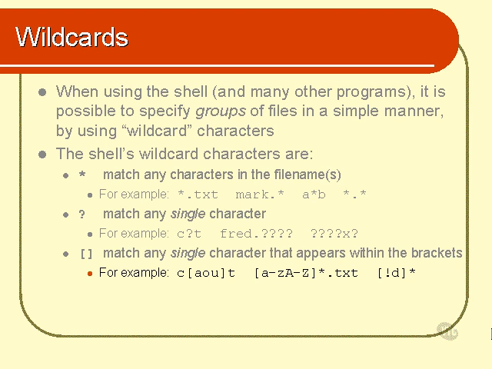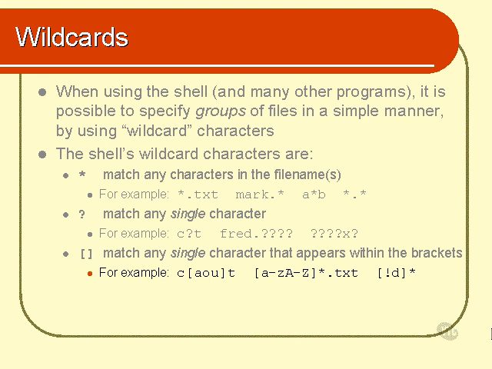C, and then in brackets AOU, close brackets T. Now, that matches any 3-letter file name. If they exist, they may not exist, but if there was a file name CAT, that would match. If there was a file called COT, that would match, and CUT would also match, and nothing else would match. Note that it would not match CAUT or CAOUT. It has to be a single letter, one of the 3 letters inside the brackets.